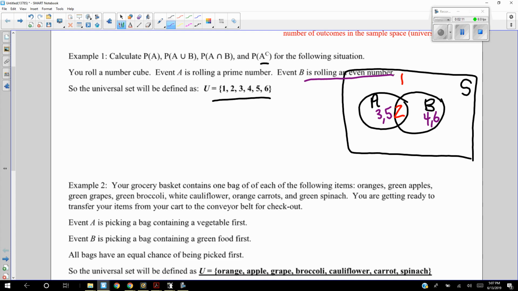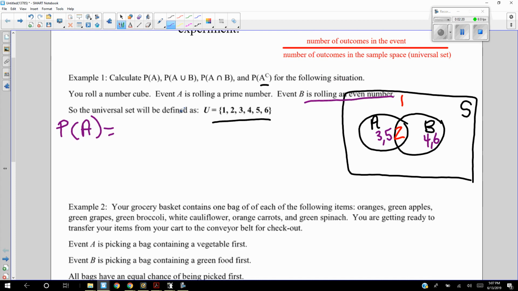The first question wants to know, okay, what's the probability of A happening? So look up here at the formula. The formula is the number of outcomes in the event. So A has 3 elements in its set, or 3 outcomes, divided by the total number of outcomes in the sample space. Well, how many numbers are there in the sample space? There's 1, 2, 3, 4, 5, 6. So there's a 3 out of 6 chance, reducing to 1/2. So the probability of A is 1/2.